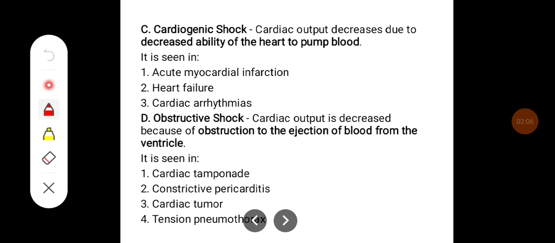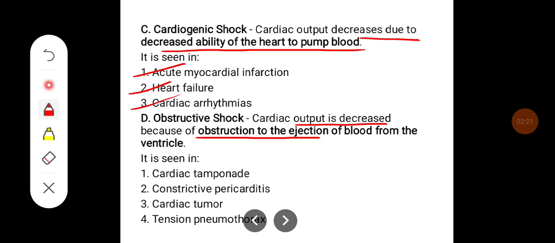Cardiogenic shock, where cardiac output decreases due to the decreased ability of the heart to pump the blood. It is seen in acute myocardial infarction, heart failure, and cardiac arrhythmias. Obstructive shock, where cardiac output is decreased because of the obstruction of the ejection of blood from the ventricles. It is seen in cardiac tamponade, constrictive pericarditis, cardiac tumor, and tension pneumothorax.